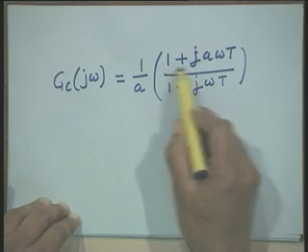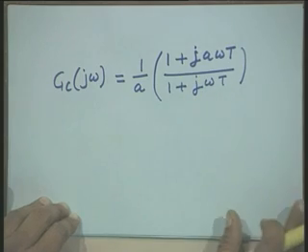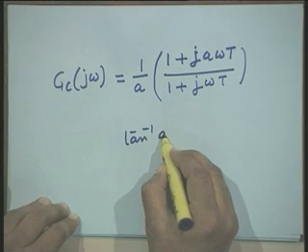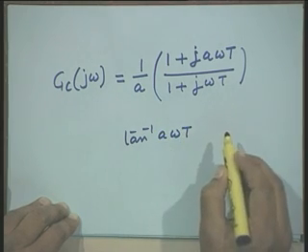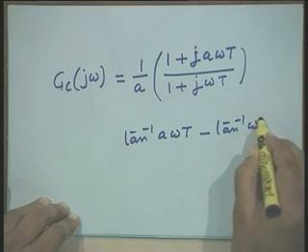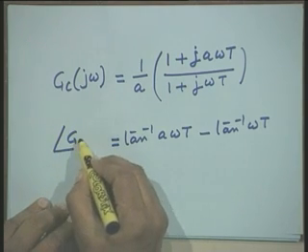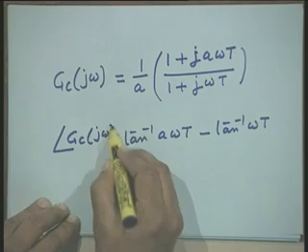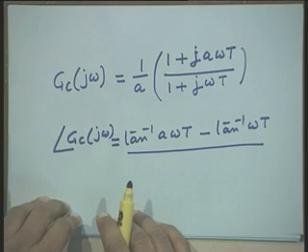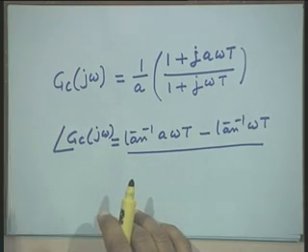Obviously, the phase angle is the phase angle of the numerator minus the phase angle of the denominator. The phase angle of the numerator is tan inverse of a omega T, and of the denominator is tan inverse of omega T, and this is actually the phase angle of G_c(j omega). That is, for this transfer function, the phase angle is given by this expression. A very simple formula to compute it.